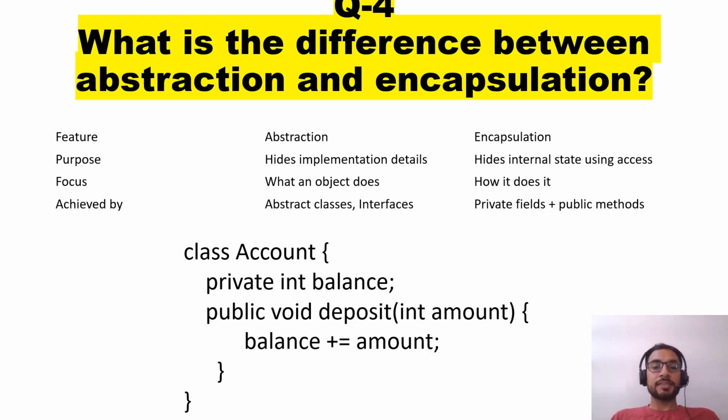The purpose of abstraction is to hide implementation details, and the purpose of encapsulation is to hide internal state using access modifiers. Abstraction focuses on what an object does, and encapsulation on how it does it. Abstraction is achieved by abstract classes and interfaces, and encapsulation is achieved by private fields plus public methods. So we have a class Account, private int balance, public void deposit(int amount), balance equals balance plus amount.